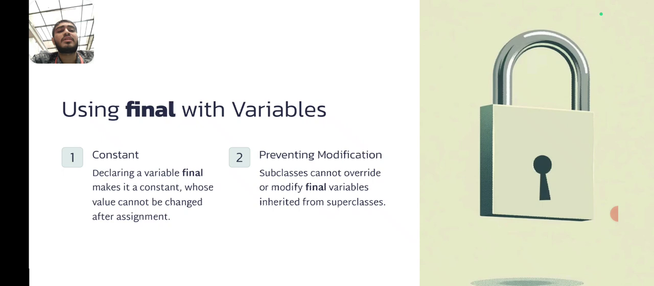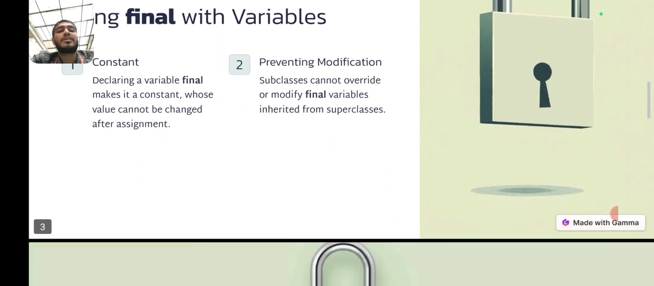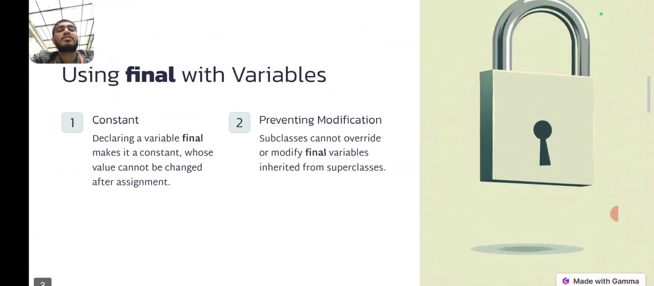Using final with variables. Constants and preventing modification are the features of final variables. Declaring a final variable makes it a constant whose value cannot be changed after assignment. Preventing modification: subclasses cannot override or modify a final variable inherited from the superclass.